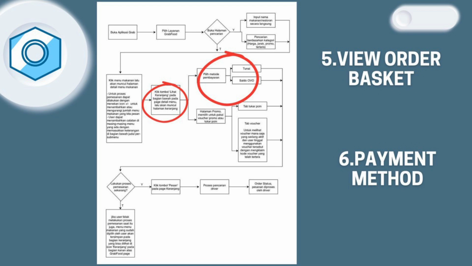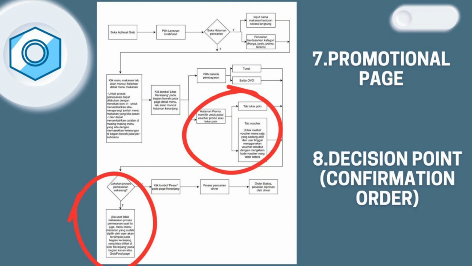When everything is ready, the system asks if the user wants to place the order now. If yes, the user clicks the order button and the system begins searching for a nearby driver. Once a driver is found, the order status updates to show that the driver is processing the delivery. Promo page and voucher option.